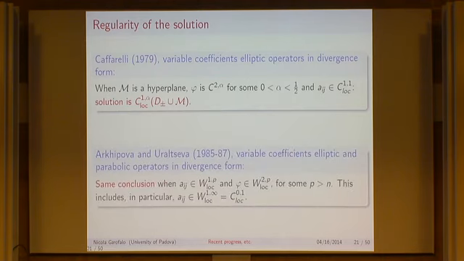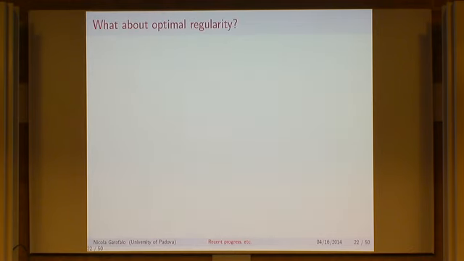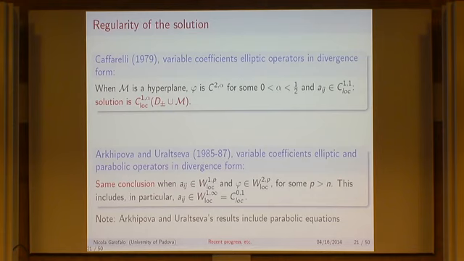Arkhipova and Uraltseva in '85 to '87 generalized this result to variable elliptic and parabolic operators in divergence form. They extended Caffarelli's result to the situation when the coefficients are in W^{1,p} for some p bigger than n. Obviously this case also includes the case in which you have Hölder continuous coefficients, by Morrey's theorem, or here you get Lipschitz coefficients.